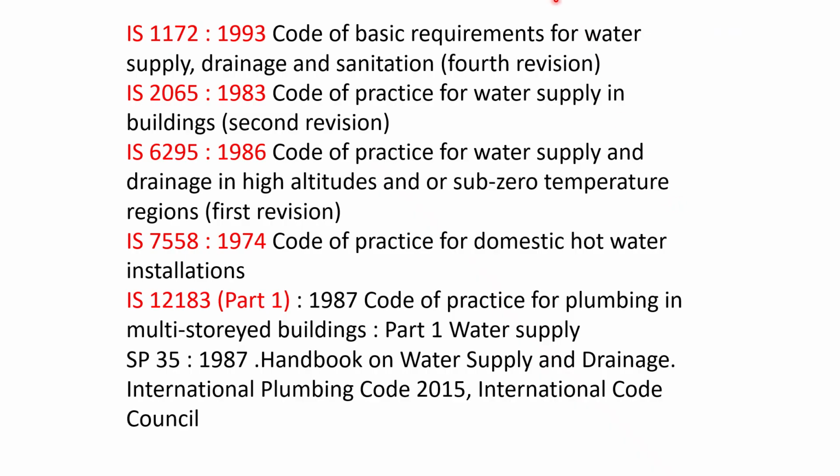Several codes are applied while designing the water services, and of them, the basic important is the Code of Basic Requirement of Water Supply, Drainage and Sanitary, Indian Standard 1172 of 1993. As per Indian Standard 12183, Part 1, 1987, Code of Practice of Plumbing in Multi-Story Building, Part 1, Water Supply. This will be our discussion.